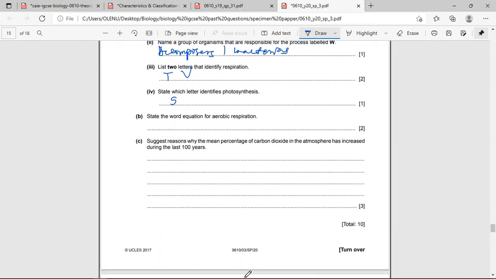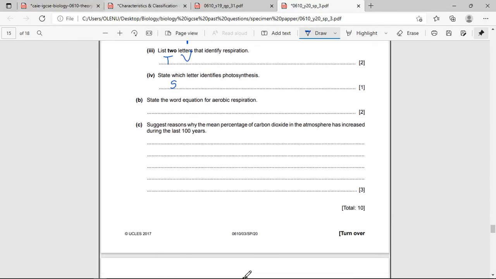Now they say state the word equation for aerobic respiration. So aerobic respiration is glucose plus oxygen gives you carbon dioxide plus water. That's all.